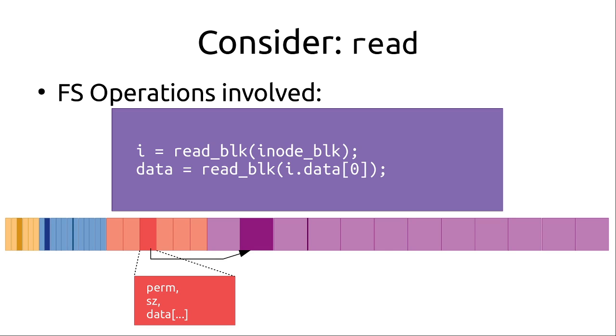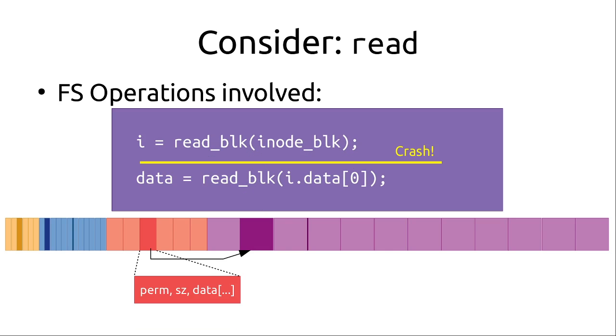Okay, given that setup, let's consider some simple examples. Are there problems when we do reads from the disk with losing power? We're just doing a simple read here. We're going to try to read in the inode block, and then we're going to try to read in the zero data block within that inode. This is a relatively simple operation. We're just trying to get the data of the file, no problem. So first we're going to read out the inode block, then we're going to read out the data block itself.